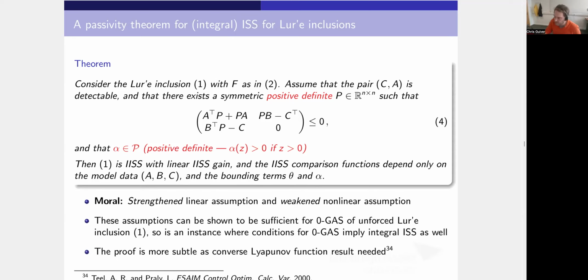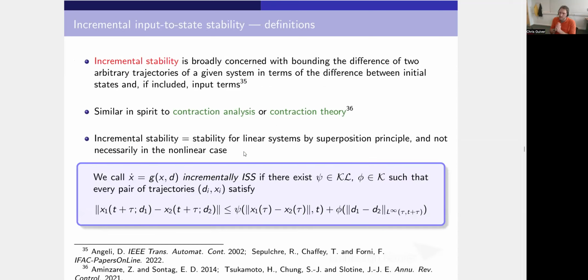Okay, the proof of the result shown is more subtle because you need some converse Lyapunov function for differential inclusions. So there's a sort of heavier theorem, in this case from Teel and Praly, being invoked. Okay, good. So those are the two main results I want to tell you about for Lur'e inclusions. We're now going to see how these translate to Lur'e differential equations, what they tell us for Lur'e differential equations.